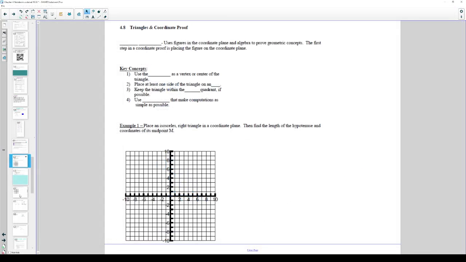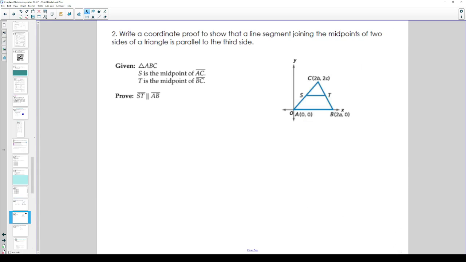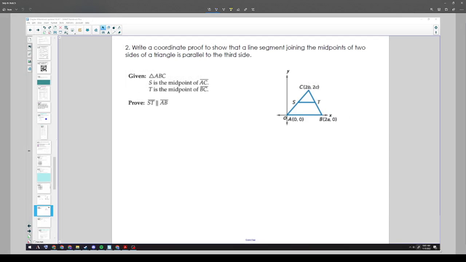All right, next thing we're gonna look at is here. Now we'll skip that, that's easy enough. Let's try to write a coordinate proof for something that looks more like given as a proof. So it says, write a coordinate proof to show that a line segment joining the midpoints of two sides of a triangle is parallel to the third side. So this one sounds fairly complicated. I actually haven't looked at this before myself, so if you want to pause and try it on your own, go ahead.